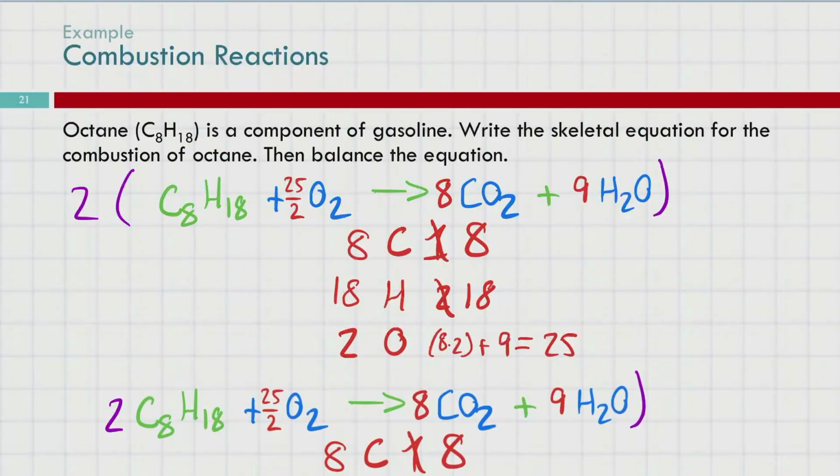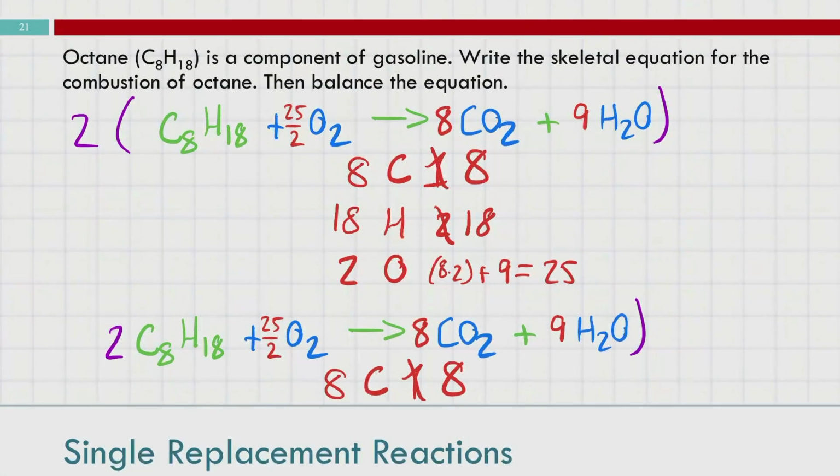And thanks to technology, can copy and paste it. So we add a 2. This 25 over 2, when we multiply by 2, turns into 25. 8 turns into 16. And 9 turns into 18. And that would be the balanced combustion reaction.